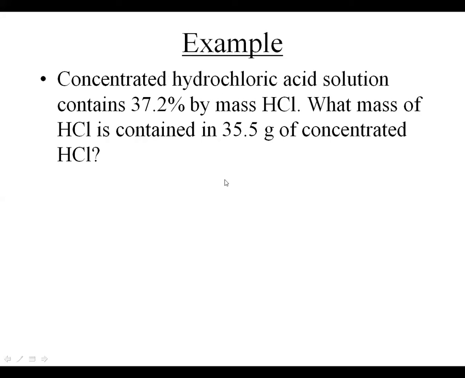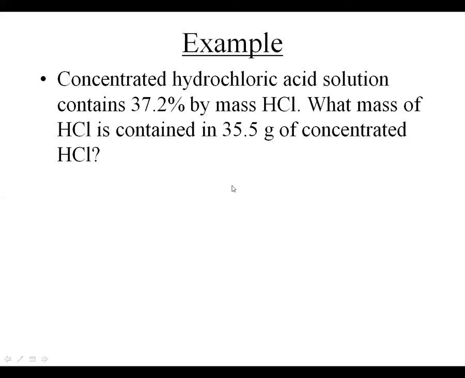I think you have another one, so why don't you give this one a go here. Concentrated hydrochloric acid solution contains 37.2% by mass. What is the mass of HCl contained in 35.5 grams of the HCl? This would be your HCl solution.